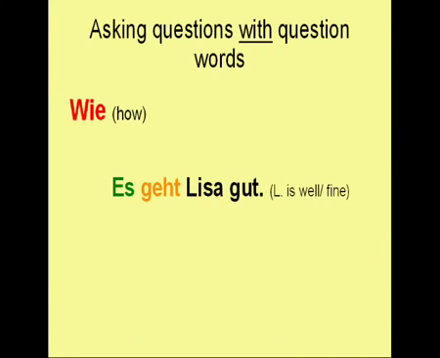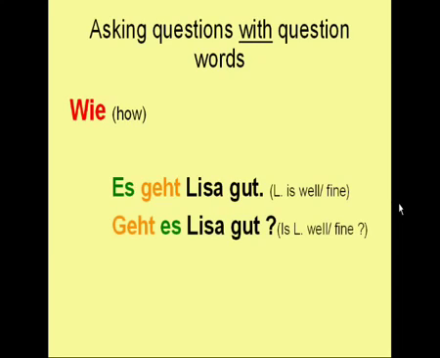Here we have the sentence Es geht Lisa gut. That sentence means Lisa is well or Lisa is fine. Notice that in this case, Lisa is not the subject of the sentence, but she's the indirect object. The subject of the sentence is it. So if I would translate it literally, I would say, it goes Lisa good, or it goes Lisa well, or it goes Lisa fine. But anyway, if I turn that into a question without question word, it would sound like that. Geht es Lisa gut?